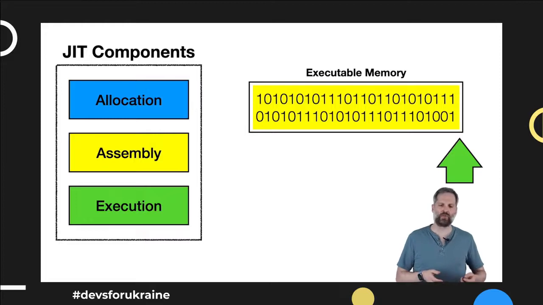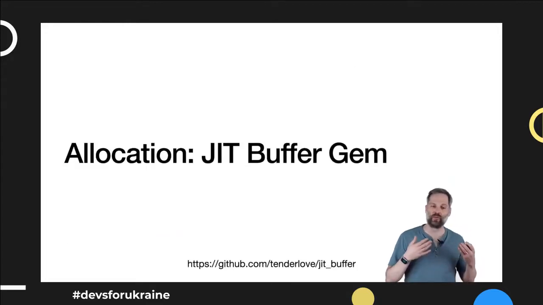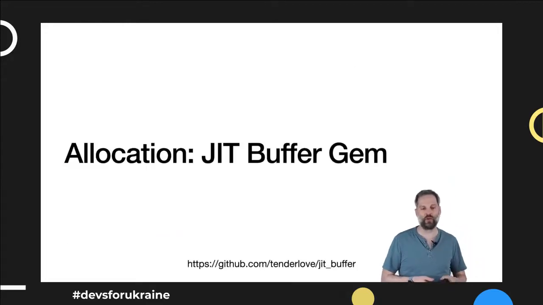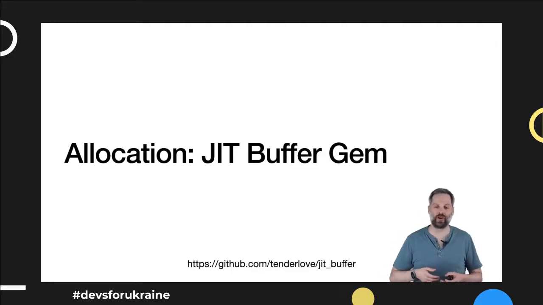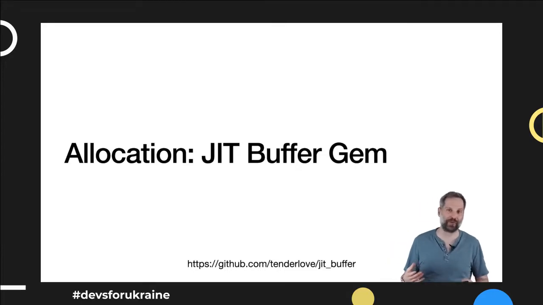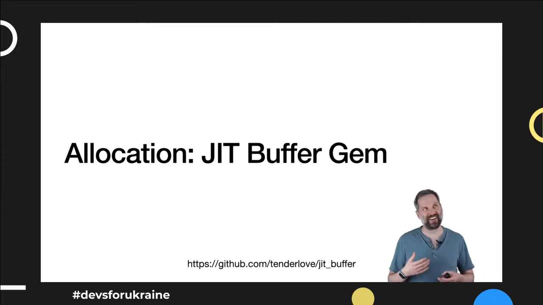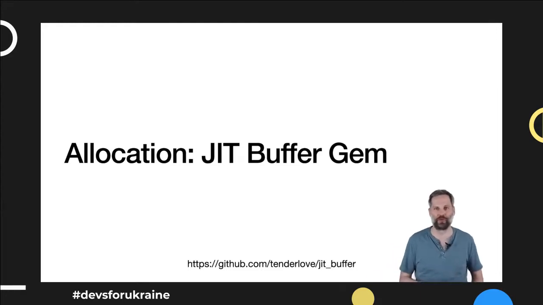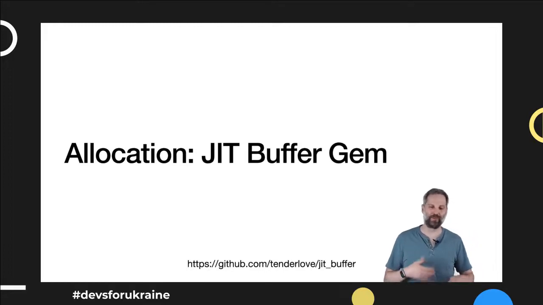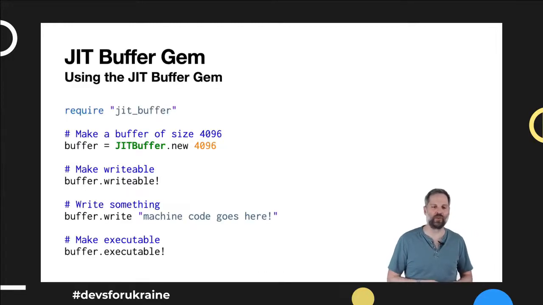So for allocation, I wrote a gem called the JIT buffer gem. Right now, it only works on macOS. Theoretically, this gem is supposed to be a cross-platform JIT buffer object, but right now it only works on macOS, and that's because I just haven't done the work to make it work on other platforms. But it should work fine. We just need to do the work for those platforms, which I will do at some point. But yeah, this is an example of using the JIT buffer gem.